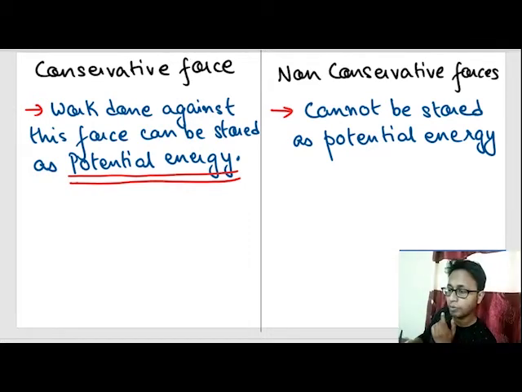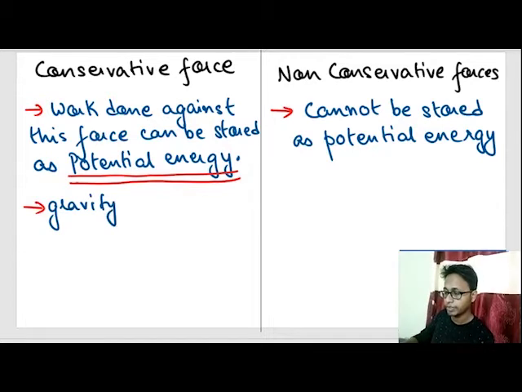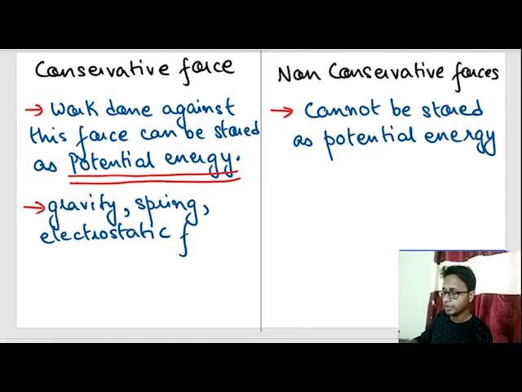Now what are the types of conservative forces and non-conservative forces? That you must know. Gravity forces are conservative forces. Then spring forces are conservative forces. Electrostatic forces are conservative forces. Electrostatic we'll learn in a few chapters later, but for now gravity forces and spring forces are conservative forces.